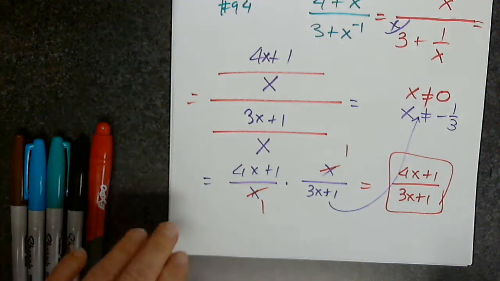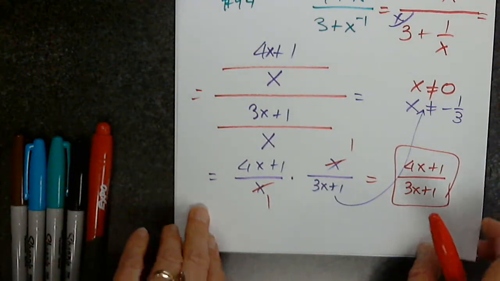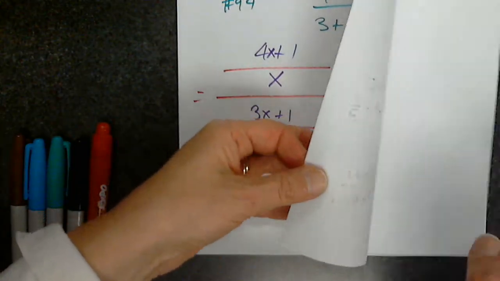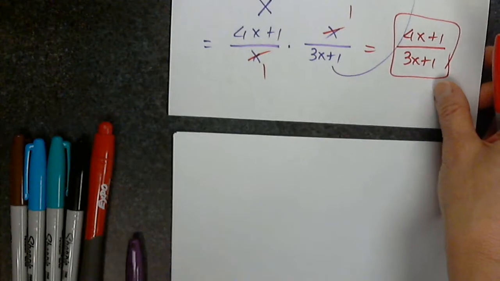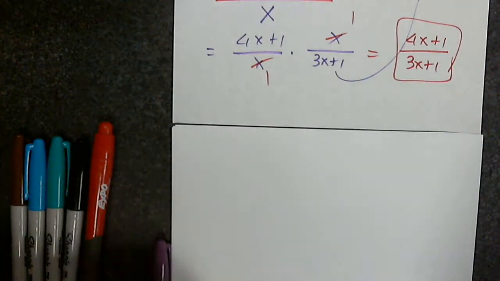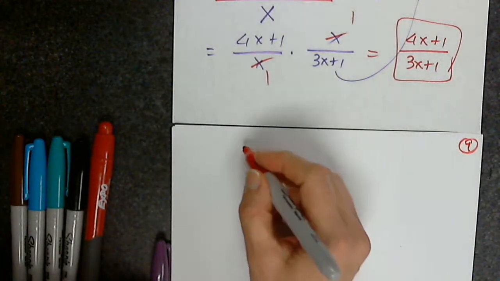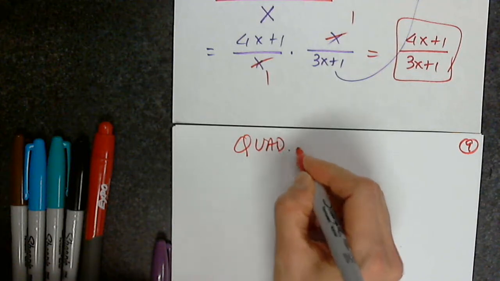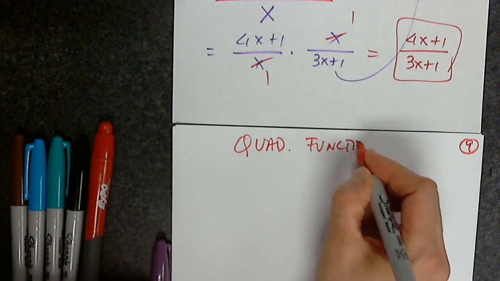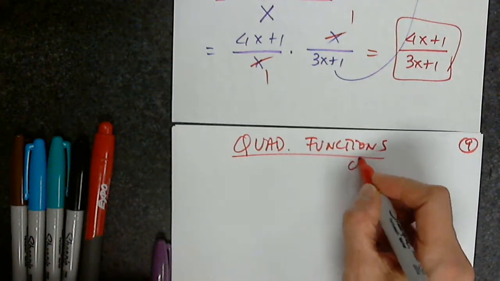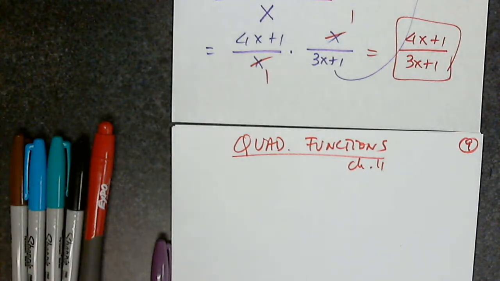Okay, so let's go back and review other things then. Our previous test was on chapter 11. So quadratic functions. So that was chapter 11. So let's go back.